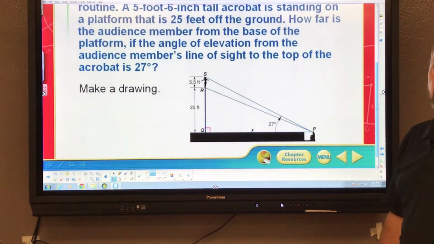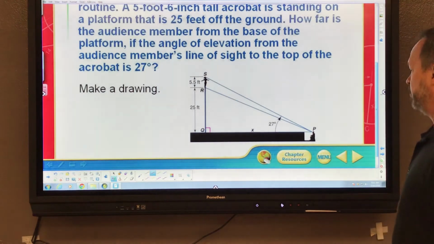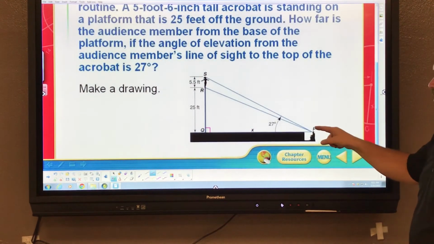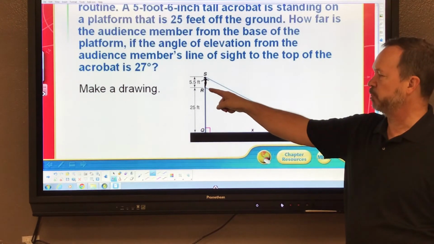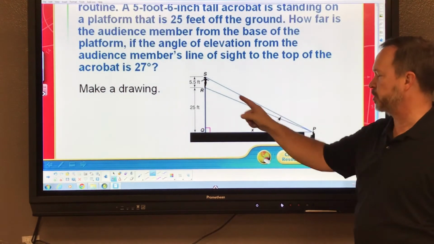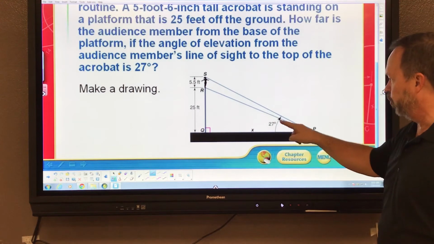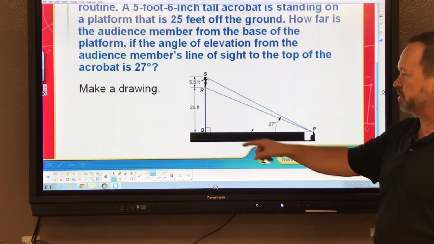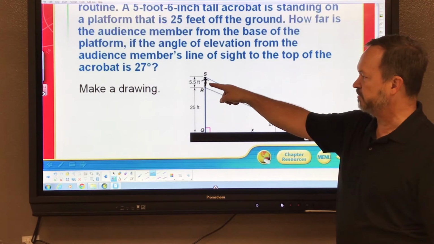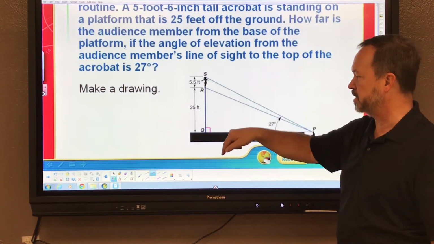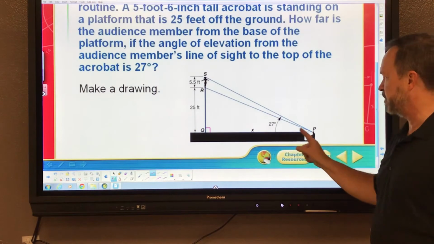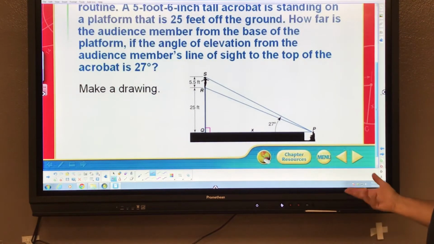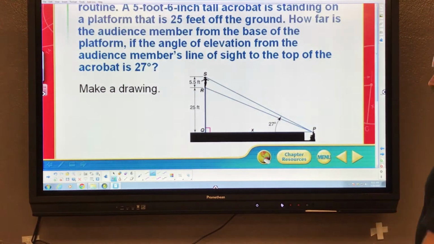Their picture's a little cuter than mine, but you see the audience member sitting down here looking up. They can look at the base of the platform where the feet of the performer are, or they can look at the head, but the one to the head is what we're talking about as far as the angle of elevation. You can see the 25-foot tower with the 5.5-foot acrobat standing on top, and the unknown x from the person to the base of the tower. So their drawing looks a lot like mine, only cuter.